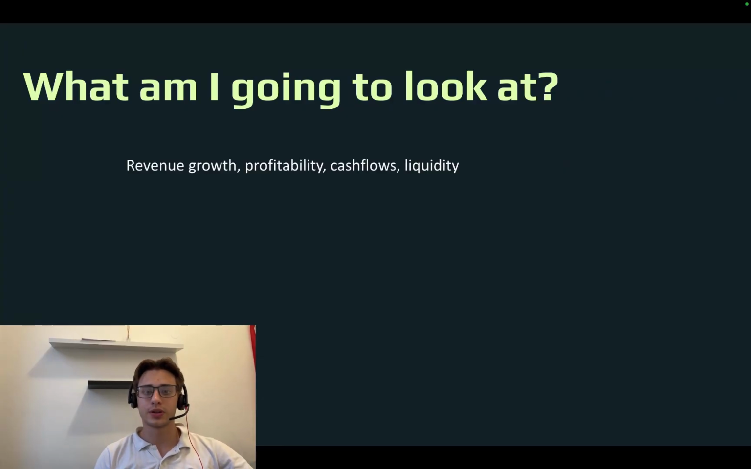How am I going to analyze the financial health of SAP? I think it's important to look at the company's balance sheets, and specifically, I'll look at these 4 points: revenue growth, profitability, cash flows, and liquidity.